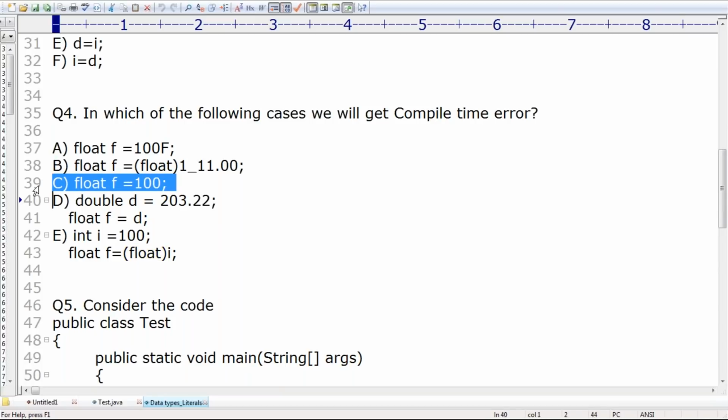Float f is equal to 100. Is there any problem? No problem, because int value to float is always acceptable.